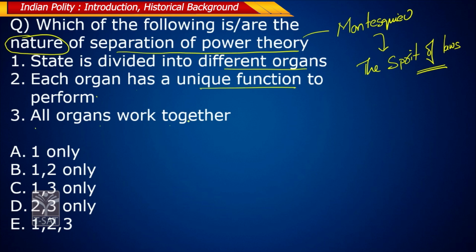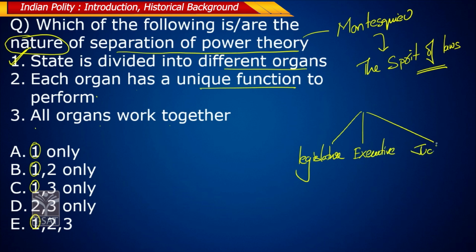All organs work together. If you look at these three statements keenly, it says options are 1 only, 1 2 only, 1 3 only, 2 3 only, or all are correct. Firstly, there is no none of the above. Secondly, 1 as a option is there in almost 4 options. So, 1 should be correct, and it is correct, because according to separation of powers theory, the state is divided into 3 major organs: legislature, executive, and judiciary.